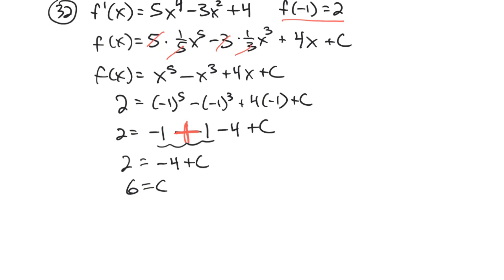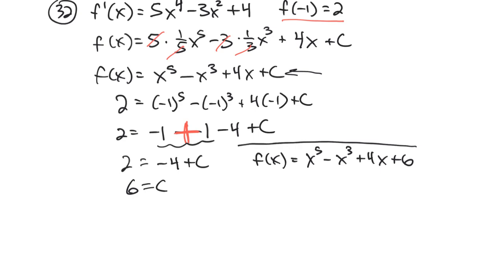So that allows us to update our answer. We can do better than this answer. We can say f of x equals x to the 5th minus x cubed plus 4x plus 6. Here is our better answer. And it's just this other piece of information right here that allowed us to figure out what the constant was. So we end up with this as our answer.